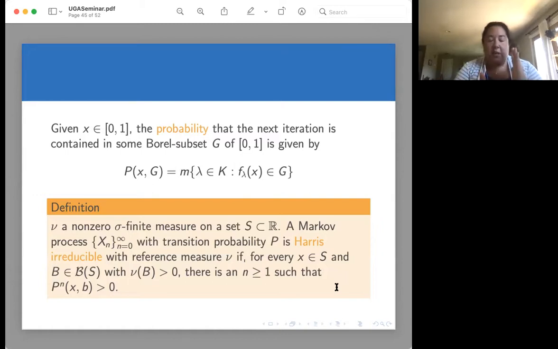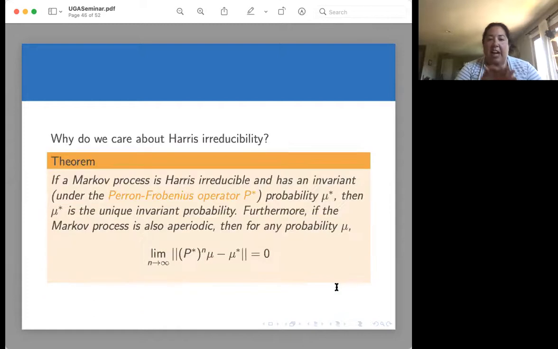So Harris irreducibility is cool in and of itself, but we actually care about it for another reason. And the reason is because of this theorem, which basically says that if a Markov process is Harris irreducible and has some invariant probability or invariant measure, and I say invariant under the Perron-Frobenius operator, I highlighted that because I haven't defined what that is yet. So if I have Harris irreducibility and I have an invariant probability, then that invariant probability is the only one. It's unique. It's like the unique fixed point of this system.